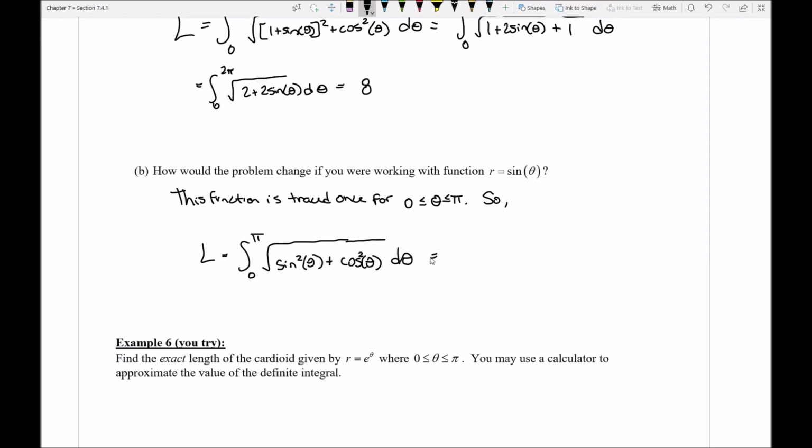Now, of course, this simplifies down very, very nicely. This is just the square root of 1. So this is just this integral. The antiderivative of 1 is theta, and if I evaluate theta from 0 to pi, I get pi. And this should actually line up perfectly with our intuitions about this question.